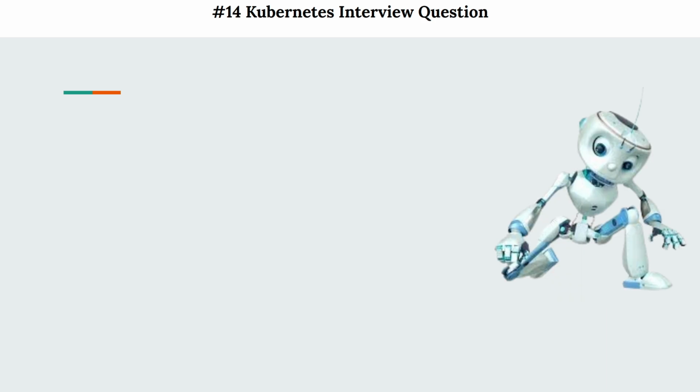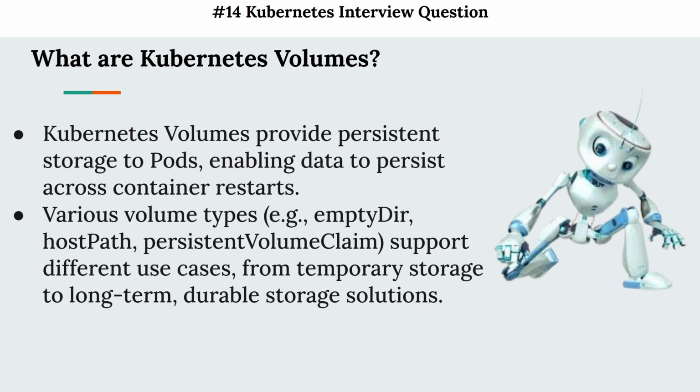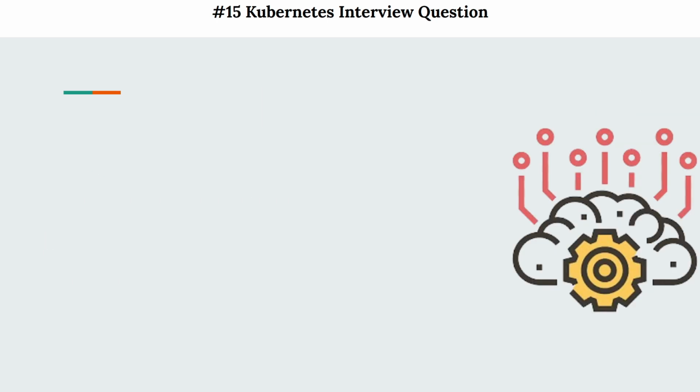Let's move to the 14th question. What are Kubernetes volumes? Let's see the answer. Kubernetes volumes provide persistent storage to pods, enabling data to persist across container restarts. Various volume types, e.g., emptyDir, hostPath, persistent volume claim, support different use cases, from temporary storage to long-term, durable storage solutions.